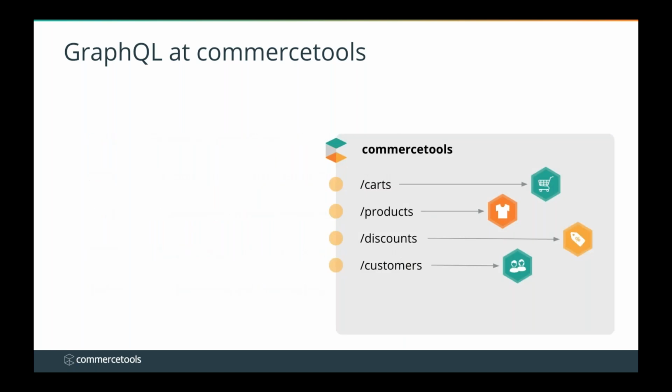So how can you use it? Back in 2015, we only had the REST API. And as with any REST API, it consists of different endpoints, and each endpoint takes care of just one entity. So for example, the cart endpoint takes care of creating carts, updating carts, deleting carts, and fetching carts.